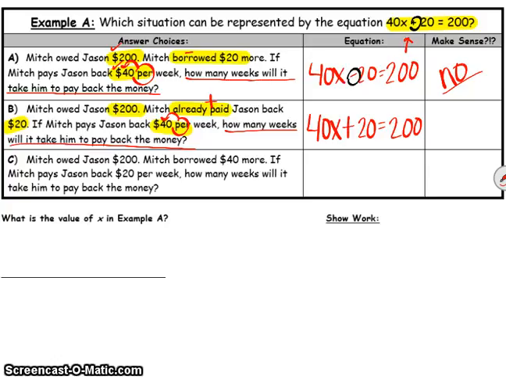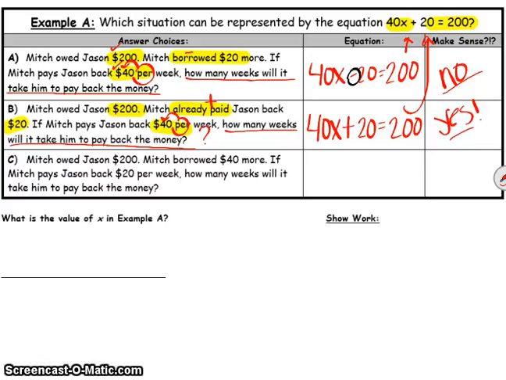So I'm looking up here at the top and I'm noticing that it looks really similar to this one. So I want to double check. So my equation says 40x plus 20 is equal to 200. And I'm looking up here, 40x plus 20 is equal to 200. Well, yes, they're the same. They match. But I don't know, is this the right answer? I want to make sure that I actually set up my equation correct.